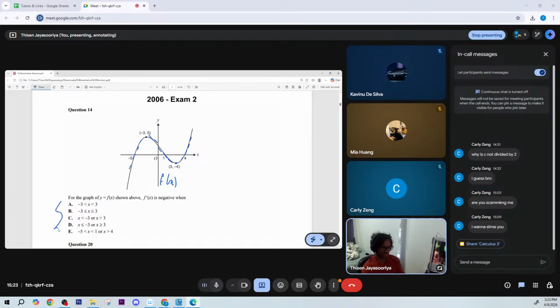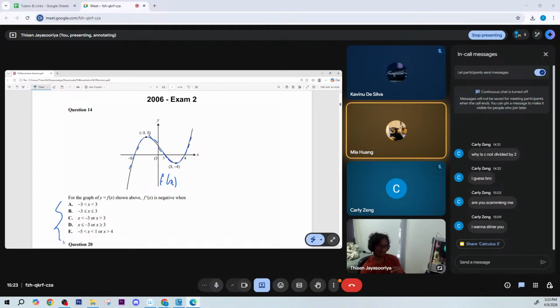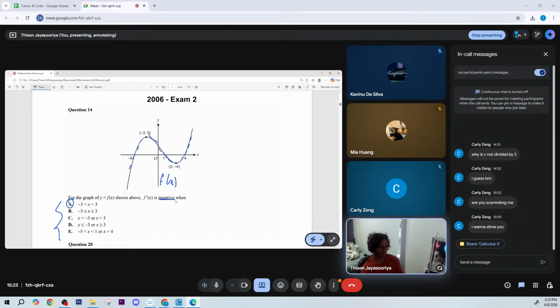So Mia, which answer option would I have to choose? A, B, C, D, or E? It's A, because it's asking when it's negative, so we're not including when the gradient is 0.